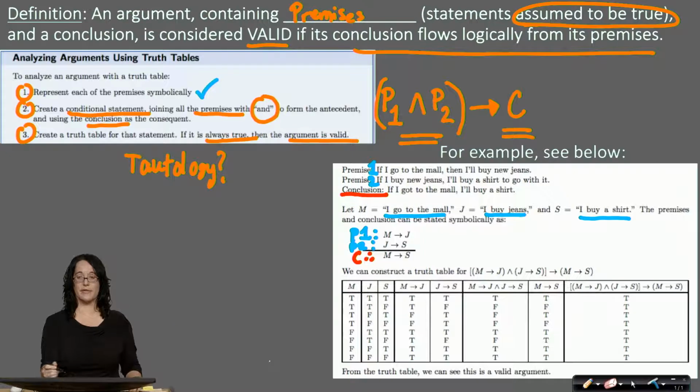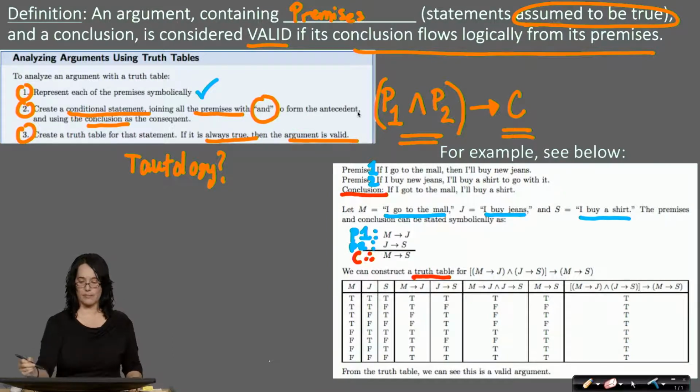Okay, so this is what we call a formal argument in symbols: if M then J, if J then S, therefore M then S. Now it turns out this is one of our standard forms that we'll be discussing in a future slide, so get ready for writing out some standard forms that you'll be memorizing to go faster. But when we don't recognize things as standard forms, we have to build a truth table.